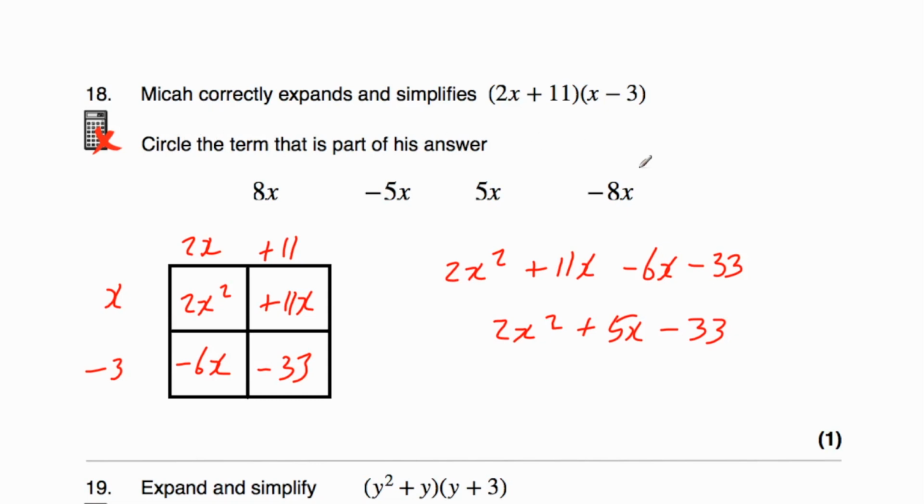And we've been asked to circle the term that is part of his answer. So we're looking at the x term here, so this term here, and you can see it's plus 5x or 5x's. So the answer would be 5x. It's not 8x, it's not negative 5x, it is 5x, and it's not negative 8x.